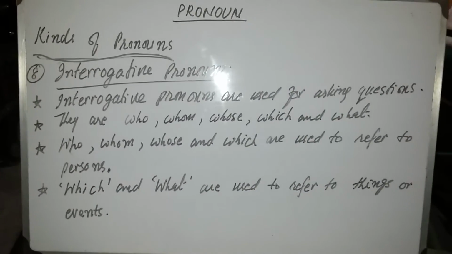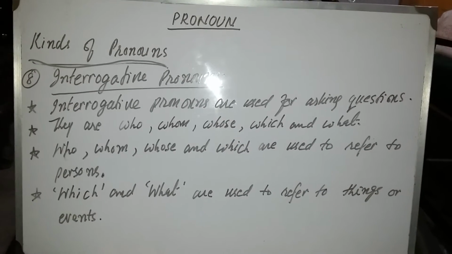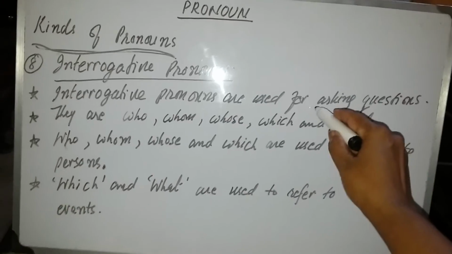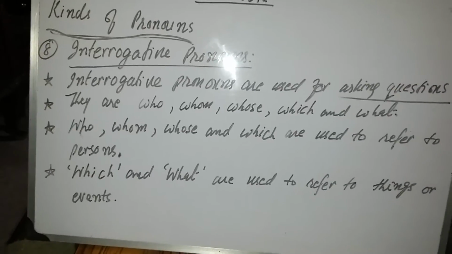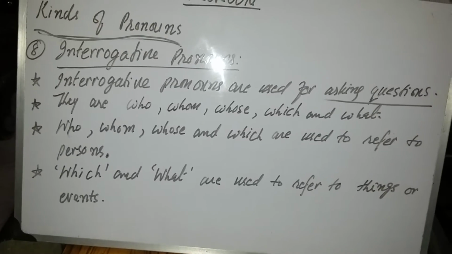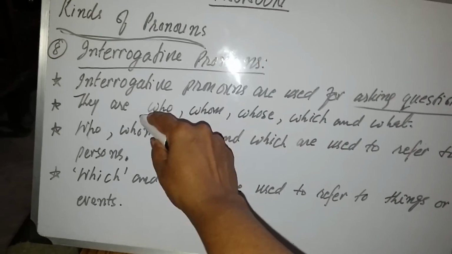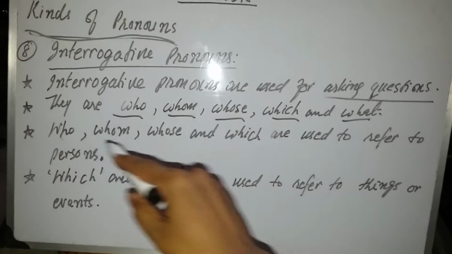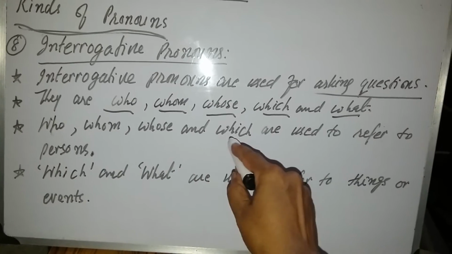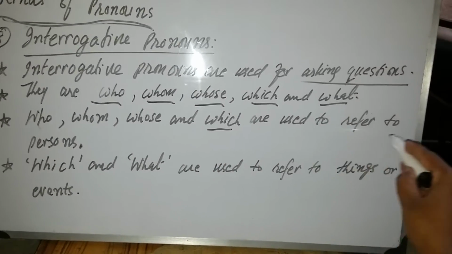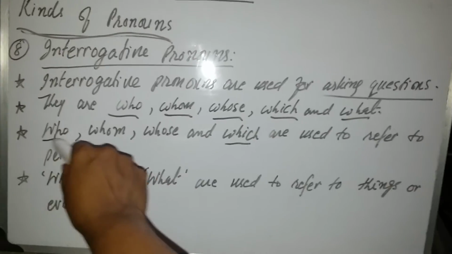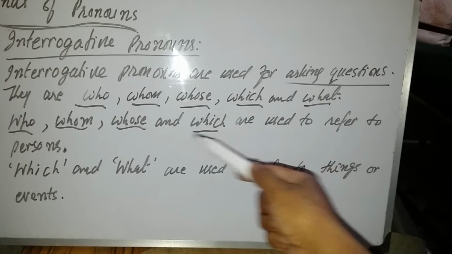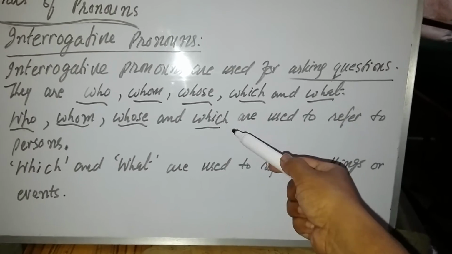Now this is the 8th kind of pronoun, that is interrogative pronoun. Interrogative pronouns are used for asking questions. They are who, whom, whose, which and what. They are 5 in number. Who, whom, whose and which are used to refer to persons. When we talk about persons, we can use these 4 interrogative pronouns: who, whom, whose and which.